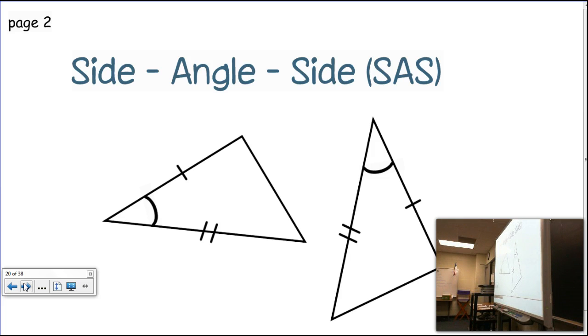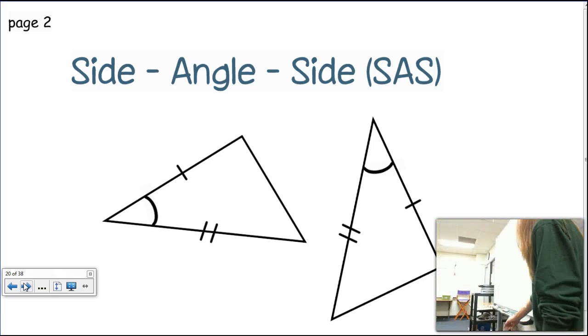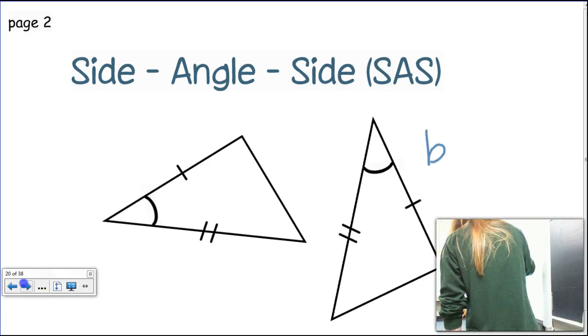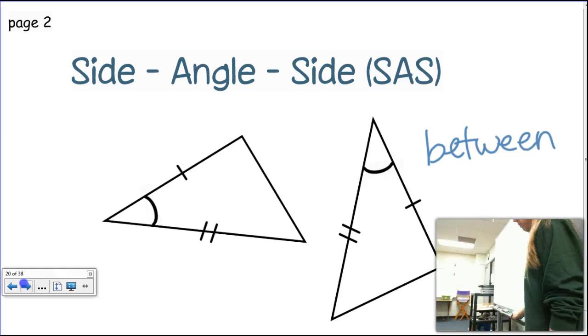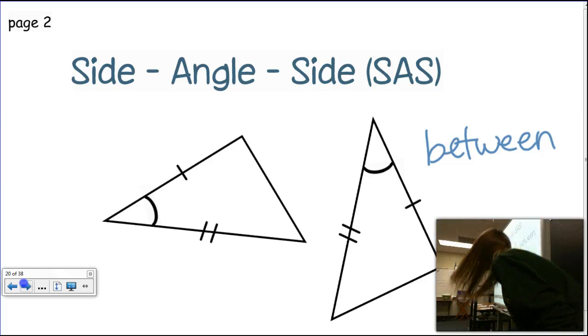SAS. The sassy postulate. Side, angle, side. So tick mark, arc, tick mark. Tick mark, arc, tick mark. Side, angle, side. The angle is between the sides, and that's really important. Yes, draw it, absolutely, but leave room, because remember I have another picture. The angle is between the sides, and that's really important, that the angle be between the sides.